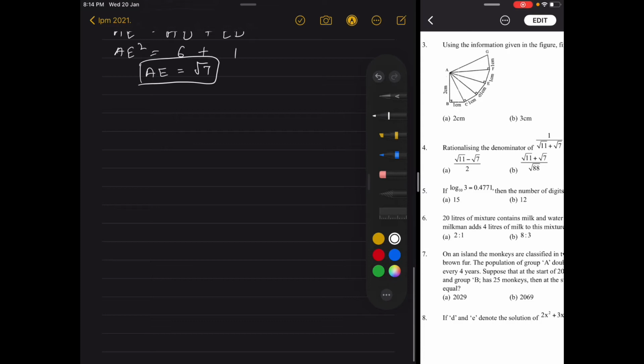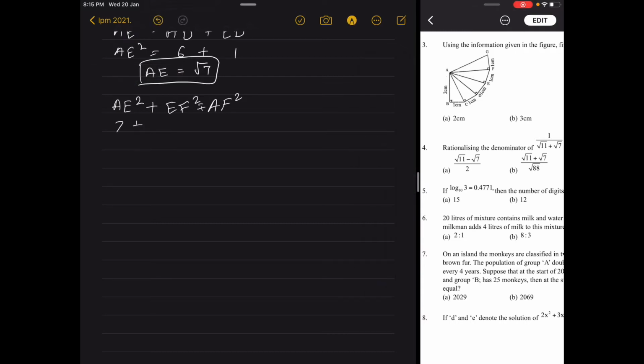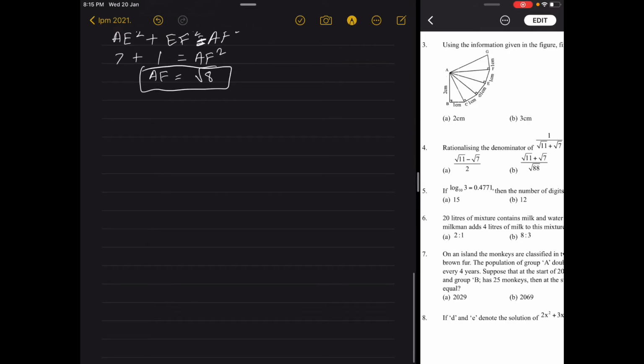Now AE square plus EF square should give us AF square. Now AE square we know is 7 plus EF square is 1, which should give us AF square. AF we don't know, AF square. So AF is equal to under root 8. Now it's the final time.